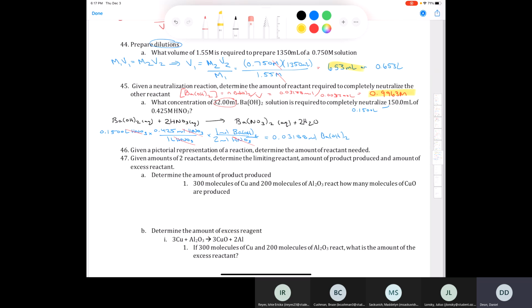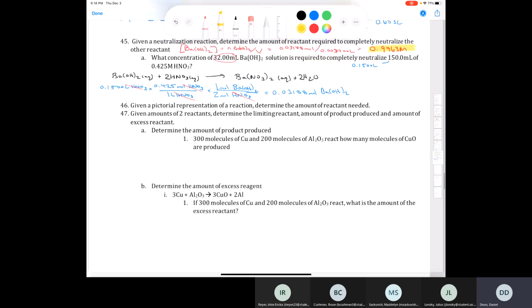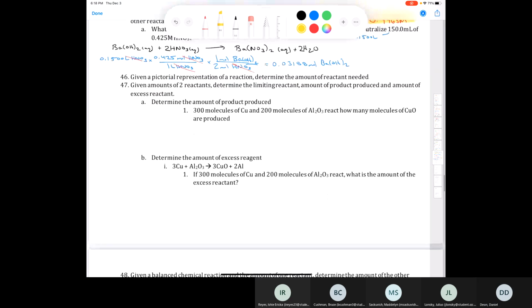Number 46 is just conceptual. If you're given a pictorial representation of a reaction, determine the amount of reactant needed. That's something you might want to look at in the book. It's just looking at the number of ions or molecules in a flask. Number 47: given amounts of 2 reactants, determine the limiting reactant, amount of product formed, and amount of excess reactant.